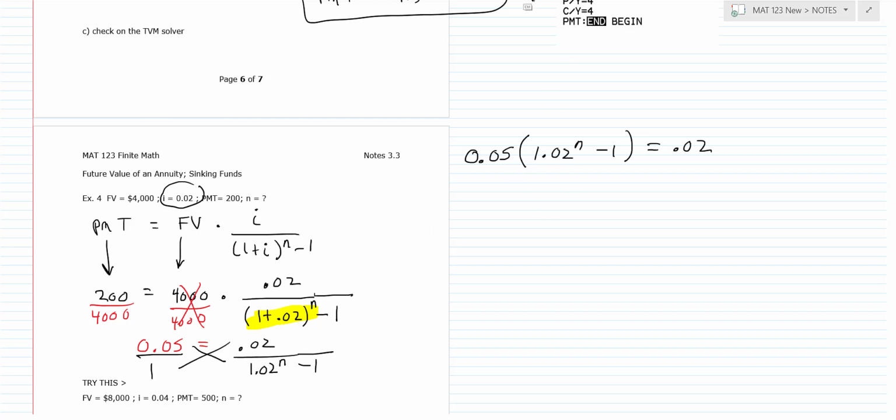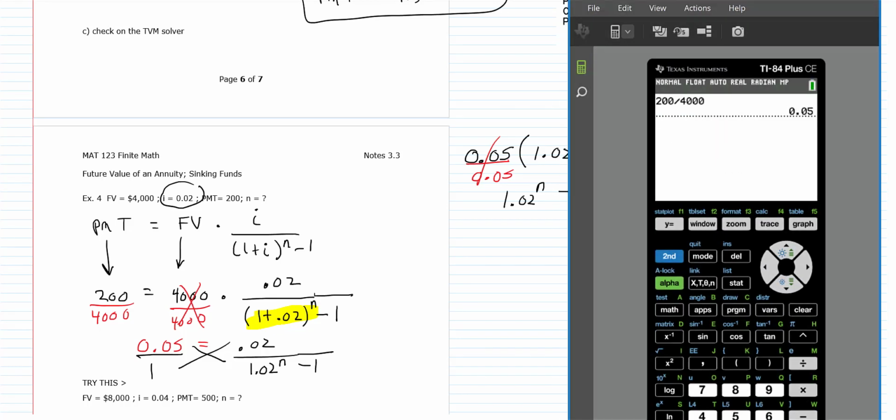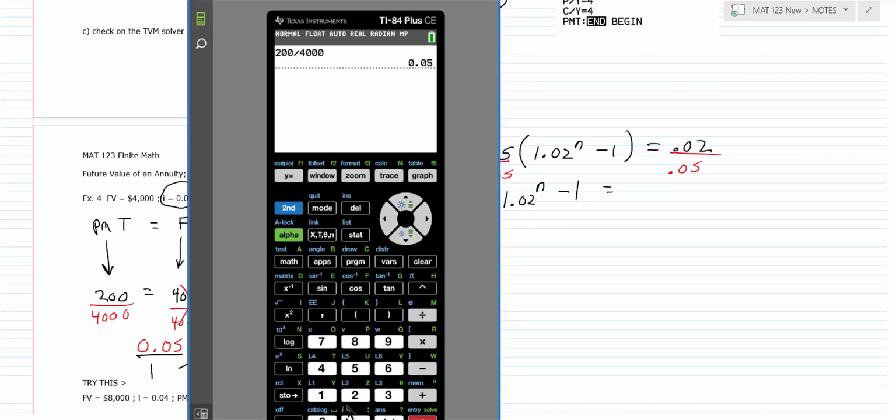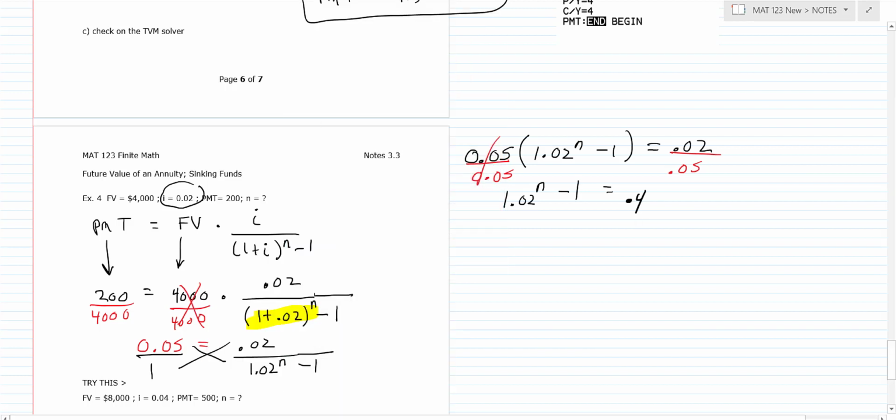Okay, now I want to do this. I want to get rid of the 0.05. So I want to go ahead and do that. So that would leave me with 1.02 to the n minus 1. Then I'll take my calculator and I'll do this. 0.02 divided by 0.05, and that gives 0.4. Okay, so I got that, and just a few more steps to finish this up.